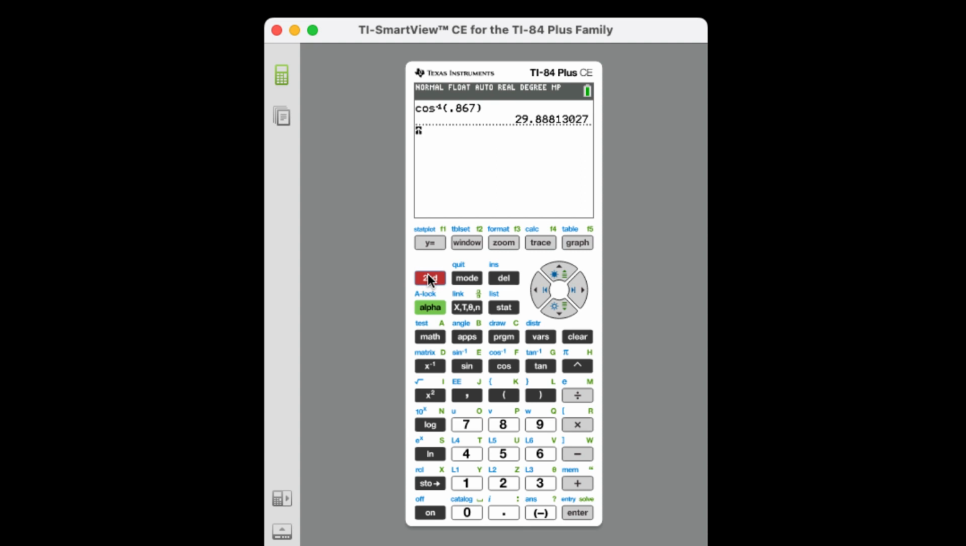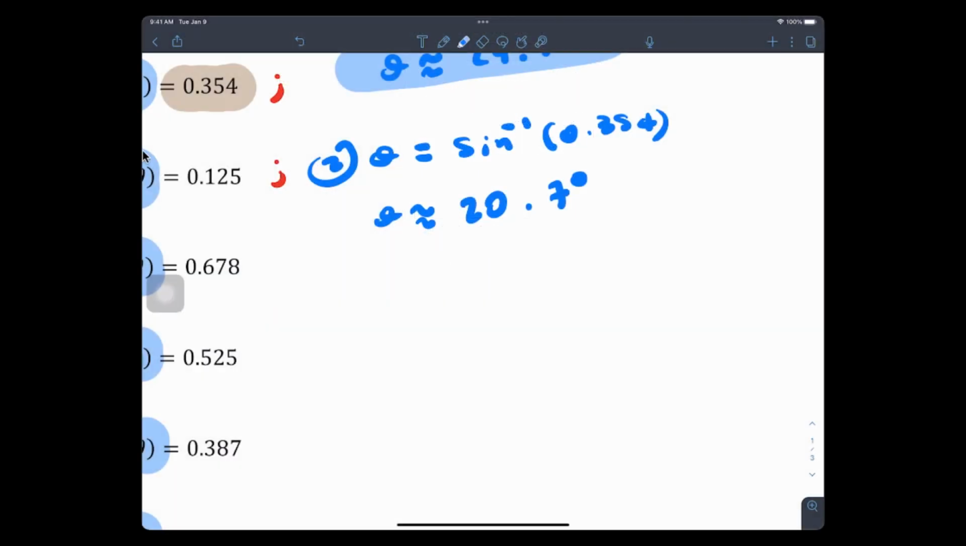So second, inverse sine of what number? 0.354. Close that up. And ladies and gentlemen, what's the angle again? 20 point what? 20.7 degrees. All right, so there's the angle.